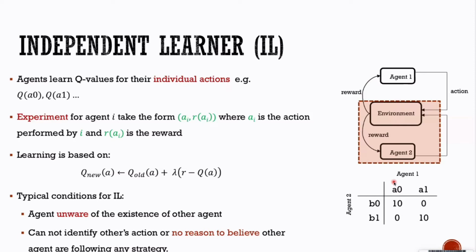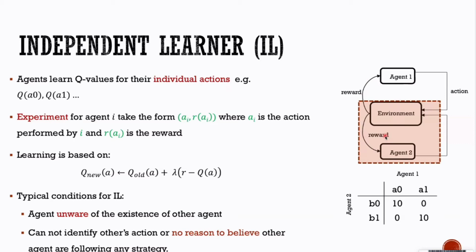There are reasons to apply this kind of learner. First of all, agent one may not be aware of the existence of the other agents, or it could be that it cannot identify the actions of other agents, or simply it doesn't believe that the other agents are following any kind of strategy, which makes sense, right?